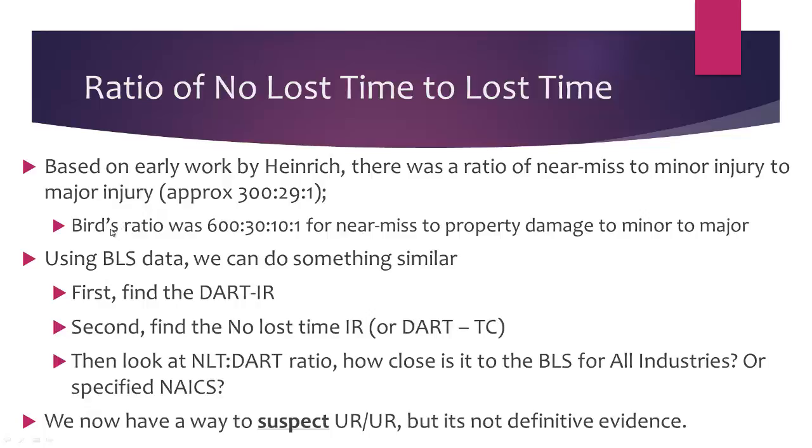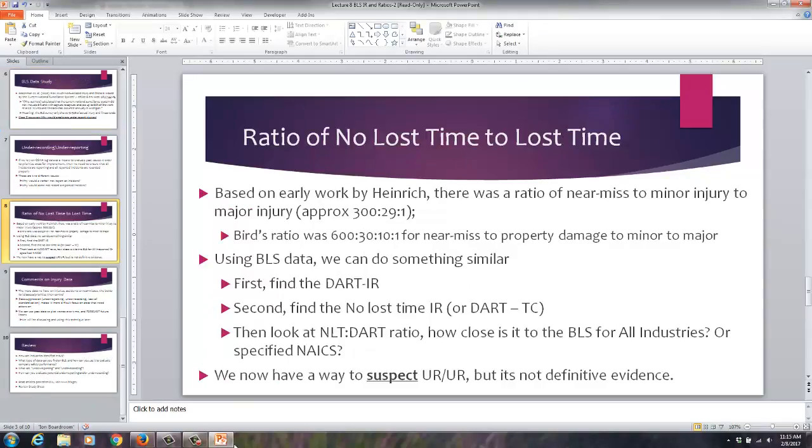If you remember an earlier lecture, Frank Bird had done a ratio as well. And he had 600 near misses to 30 property damage to 10 minor to 1 major. So he's more of a 1 to 10. So for every 11 injury and illness cases, 10 of them would be checked under J, the other recordable, first aid or more than first aid, and there'd only be 1 under either days away or restricted transfer. And we know we're nowhere near that as well. But we can actually look at the Bureau of Labor Statistics data, which I'm going to do in a moment, to come up with our own ratio based on national data.